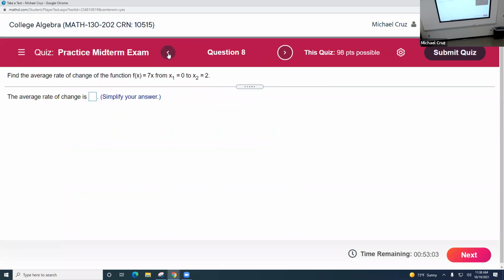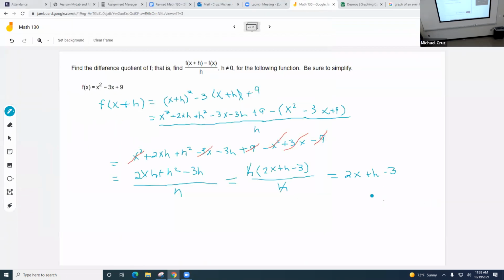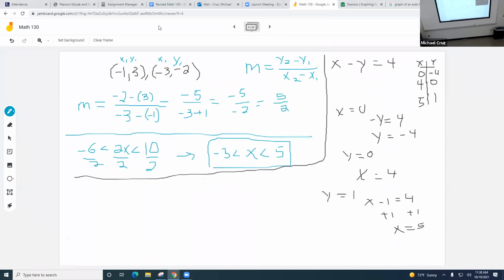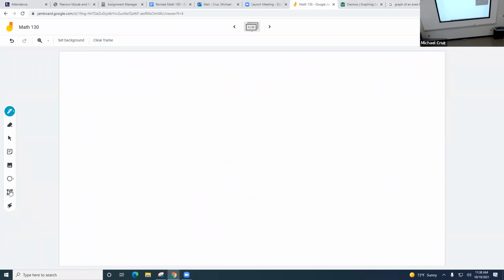All right, what does this mean? What does that there mean, the rate of change? Well, let me just write out what rate of change means.